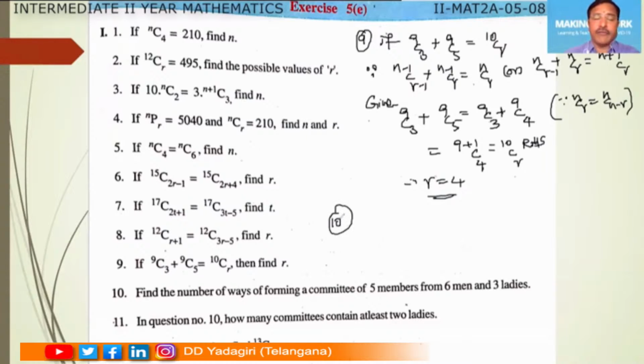Find the number of ways of forming a committee of 5 members from 6 men and 3 ladies. Here, how many men? Men are 6. Ladies are how many? 3. Number of persons in the committee.